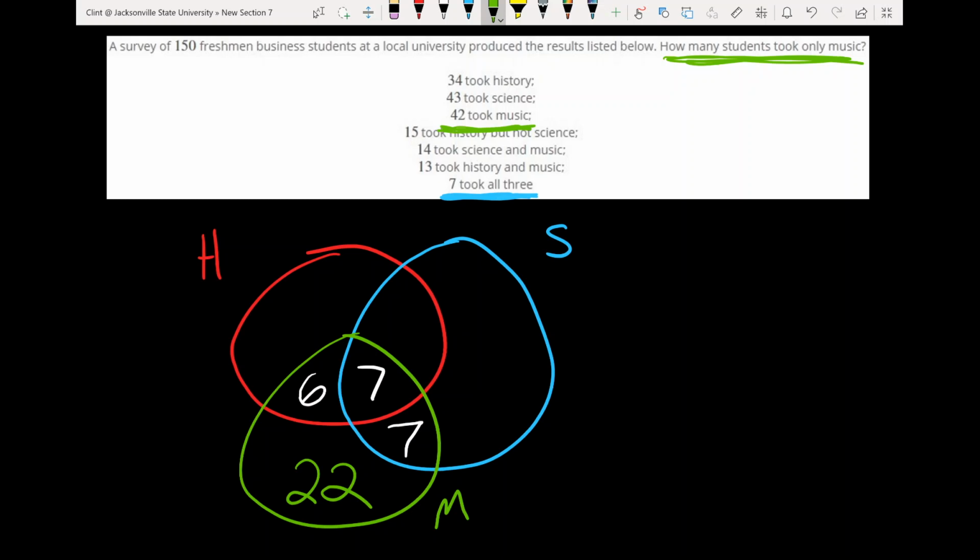And if we add all our numbers up in the music circle, we should get 42. So let's see. 22 plus 7 is 29. Plus 7 is 36. Plus 6 is 42. So yeah, our answer on this one's going to be 22. Okay.